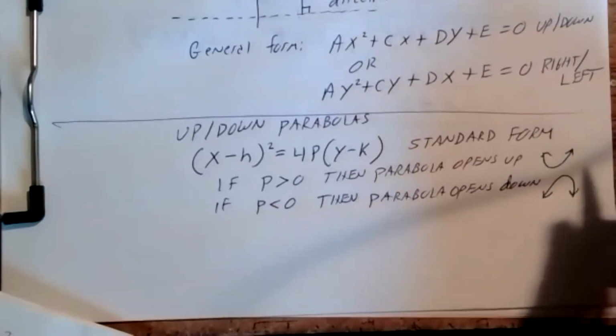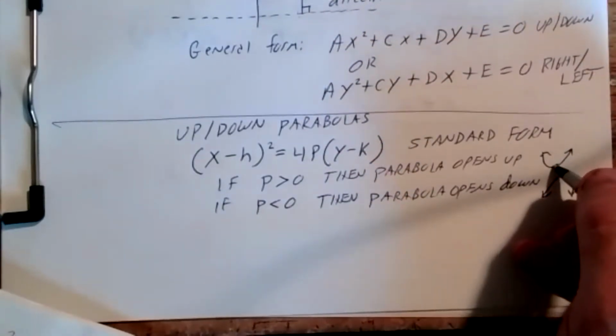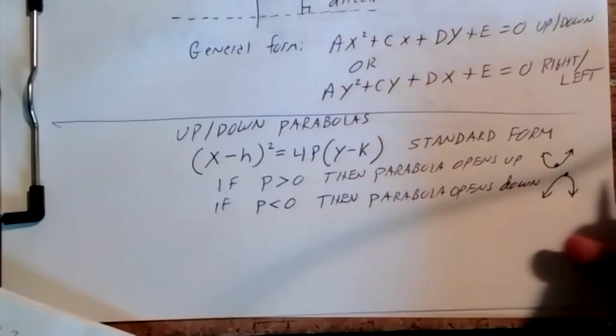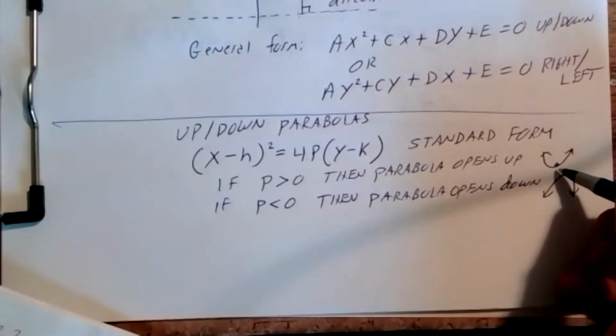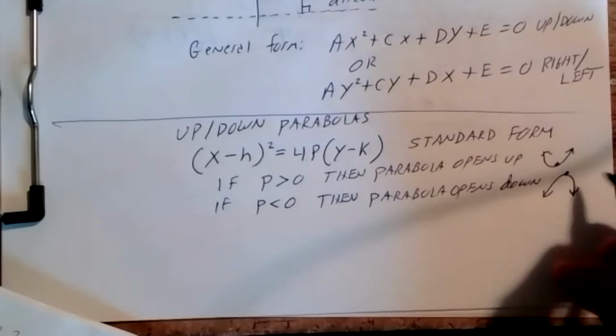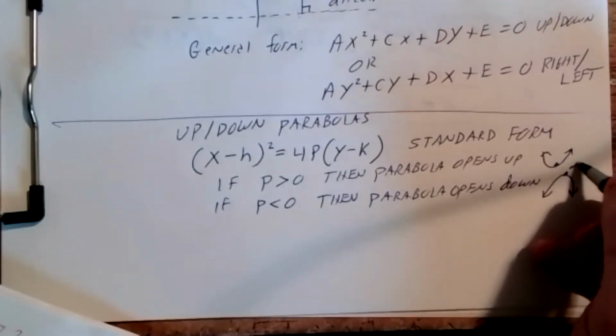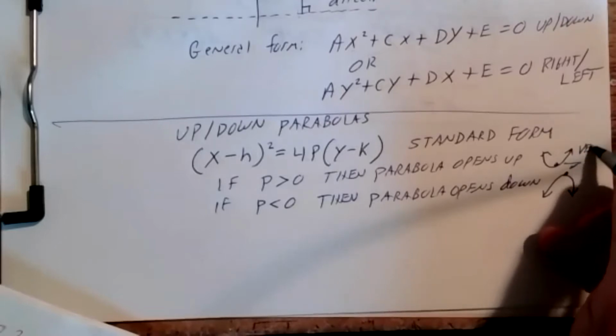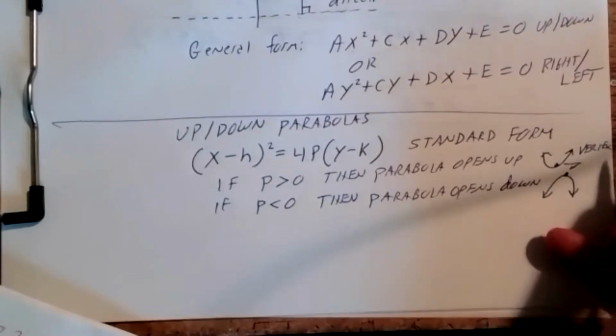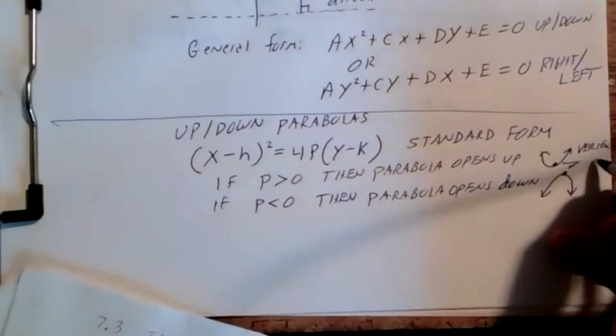Regardless of whether your parabola opens upwards or downwards, there's going to be a point of interest on the graph called the vertex point. If the parabola opens upwards, the vertex point is going to be a minimum point. If the parabola opens downwards, the vertex point is going to be a maximum point. These points are called the vertex point. So that's the vertex point.